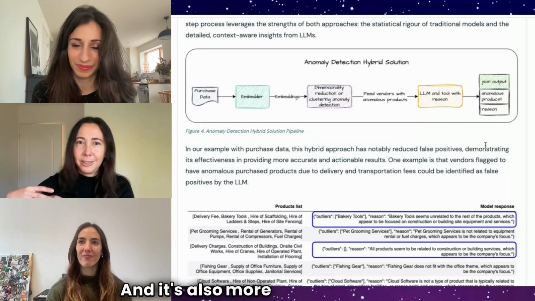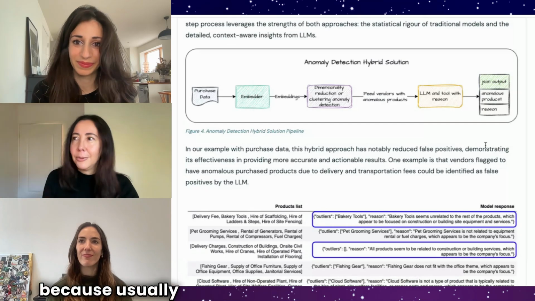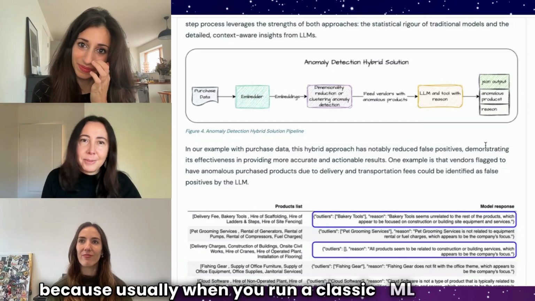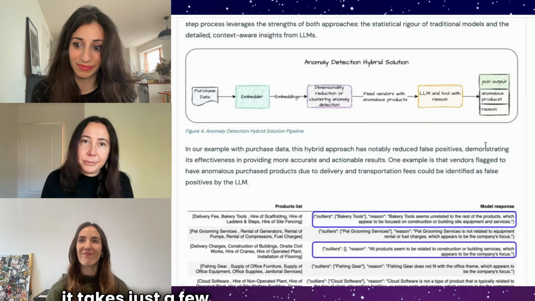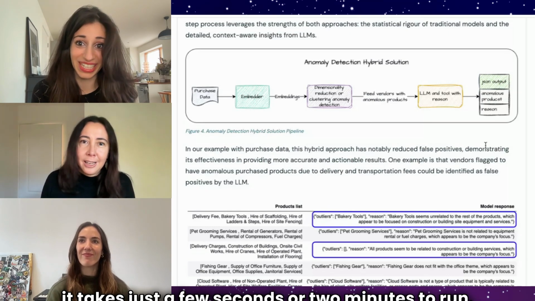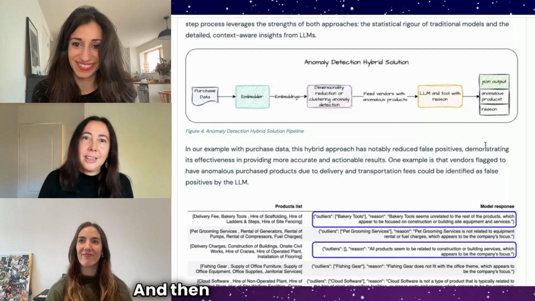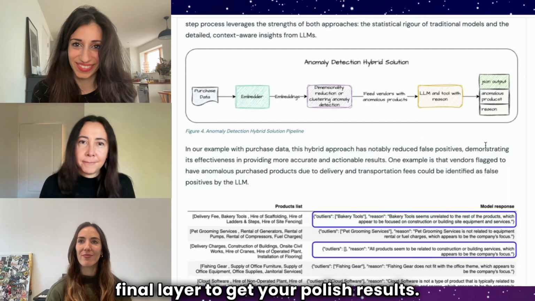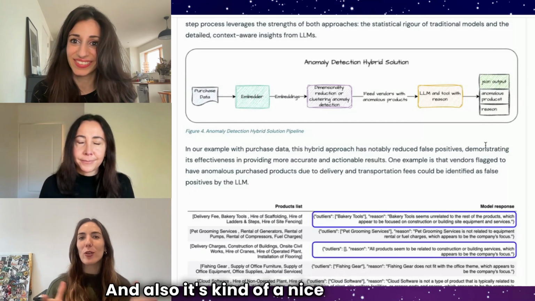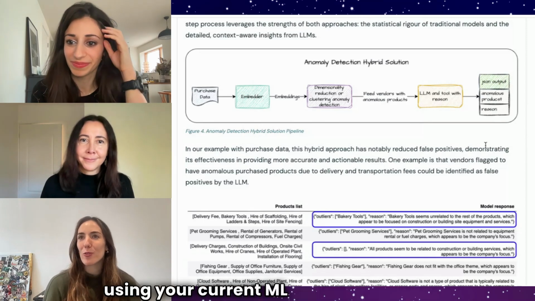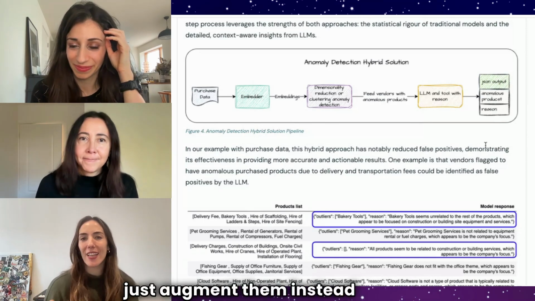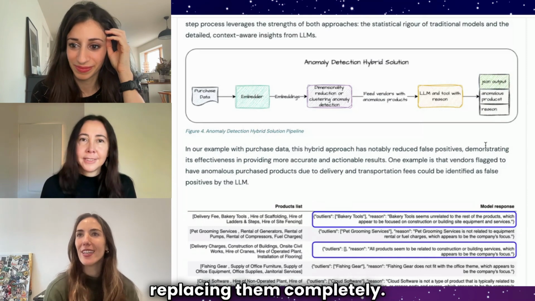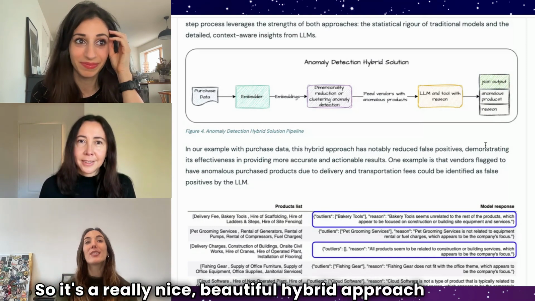And it's also more scalable, because usually when you run a classic ML algorithm, it takes just a few seconds or a few minutes to run, and it's inexpensive. Then you invest just in that final layer to get your polished results. It's also a nice way to keep using your current ML approaches and just augment them instead of replacing them completely. So it's a really nice, beautiful hybrid approach.